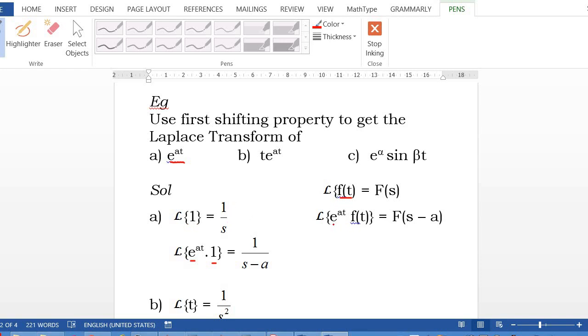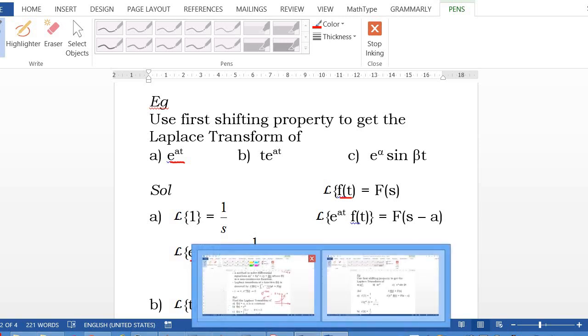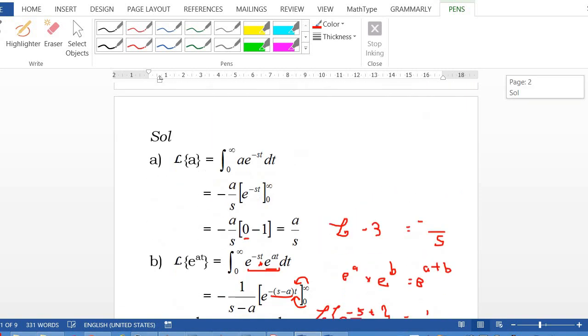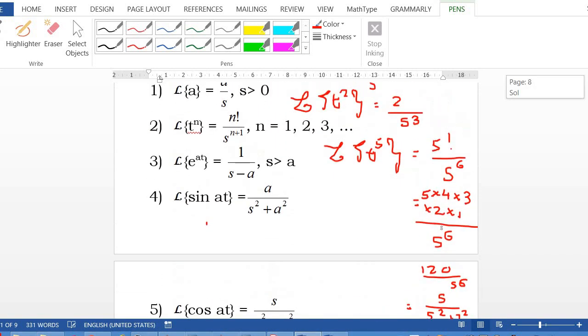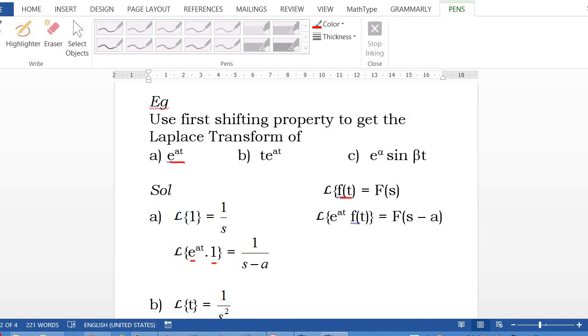So if you have the Laplace transform for e^(at) multiplied by f(t), the result is F(s minus a). So this is F(s), and now s is replaced by s minus a. That's why for the Laplace transform of e^(at), using the first shift property, you can get back the same formula, which is 1 over s minus a, as we have shown in the previous lecture video. The Laplace transform for e^(at) is 1 over s minus a. This is shown using the definition of Laplace transform.